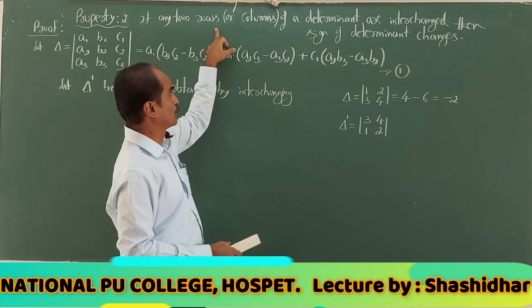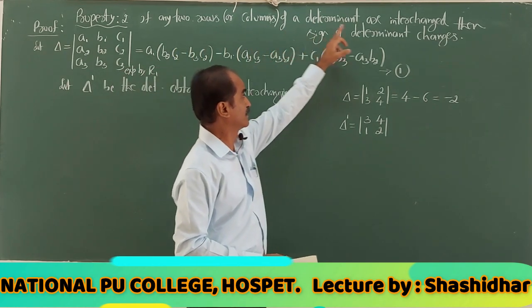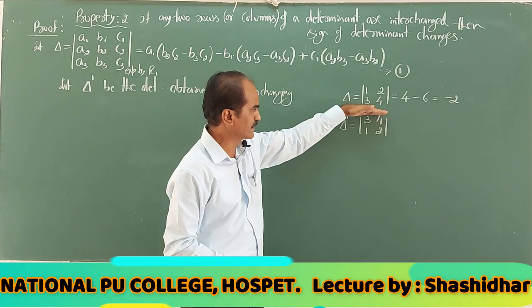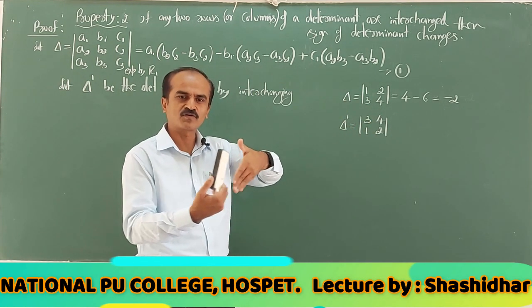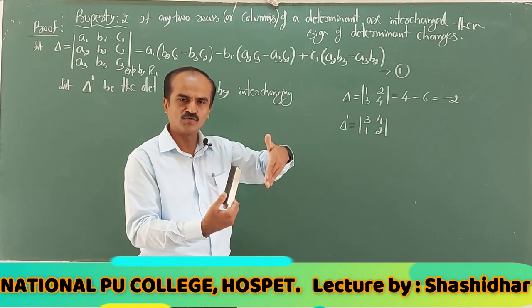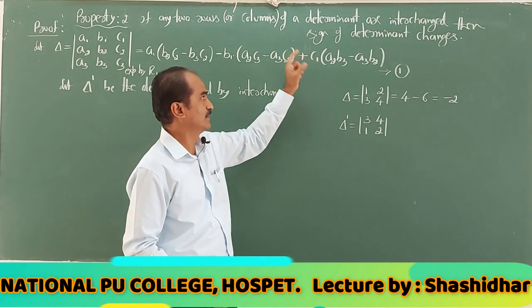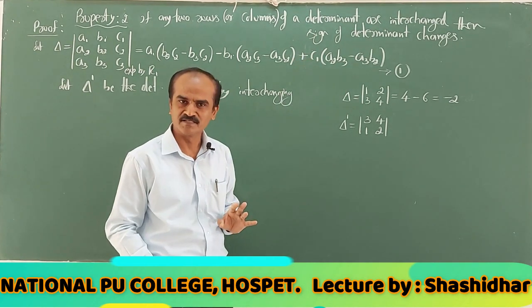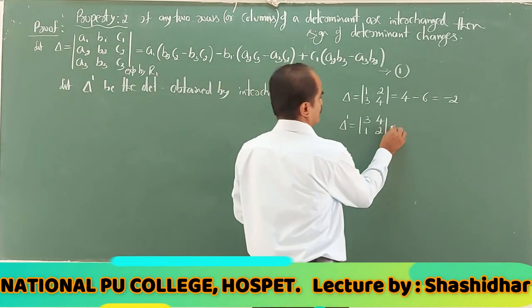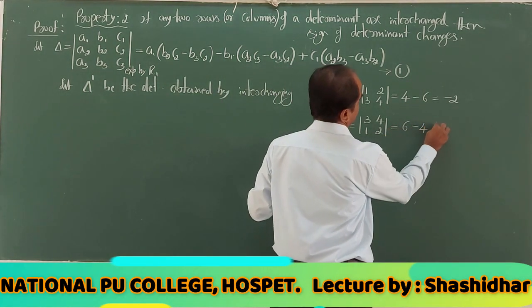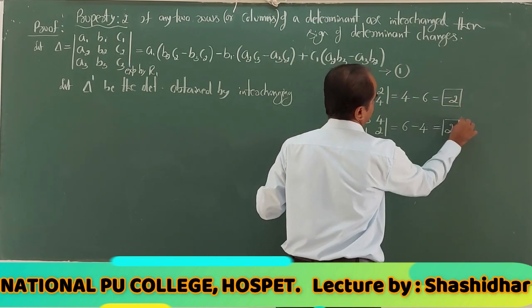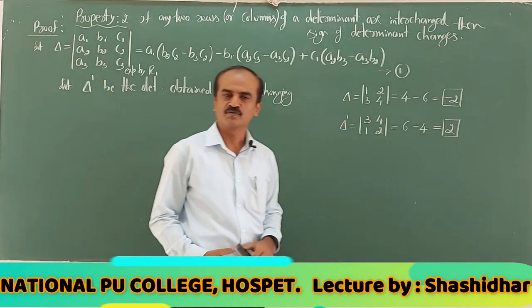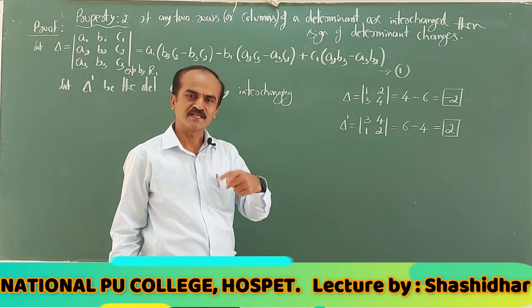That is what the property says. If any two rows of a determinant are interchanged, so I interchange R1 with R2 here. Or maybe we can interchange columns also. Rows or columns. If we do so, then sign of determinant changes. Let us see what the value of this determinant. It is 6 minus 4, that is equal to 2. Observe the values here. One is minus 2, another is plus 2. There is a change in the sign.